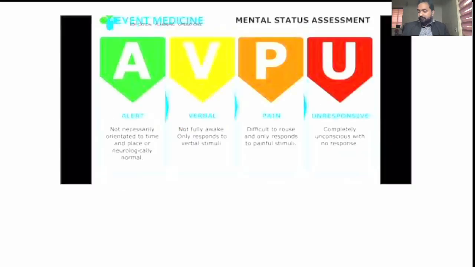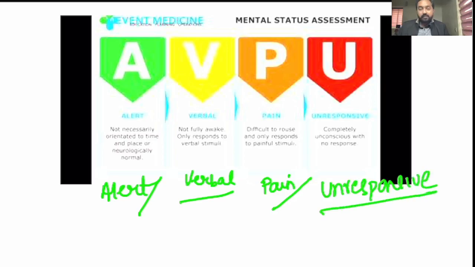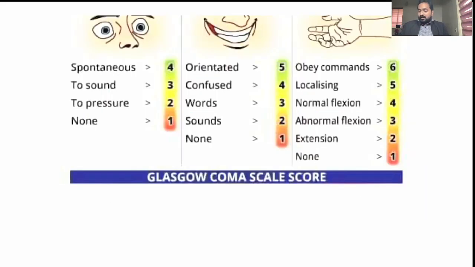Right. So this is what we have, your mental status assessment by the AVPU scale, where A is for alert, V is verbal, response to verbal stimuli, P is for response to painful stimuli, and U is unresponsive. Right. Then we have this Glasgow Coma Scale score.